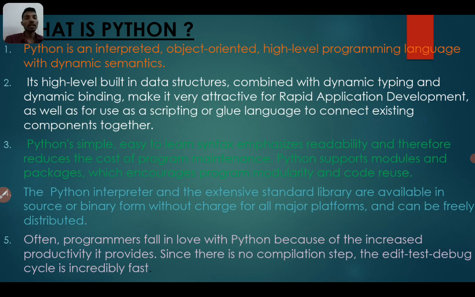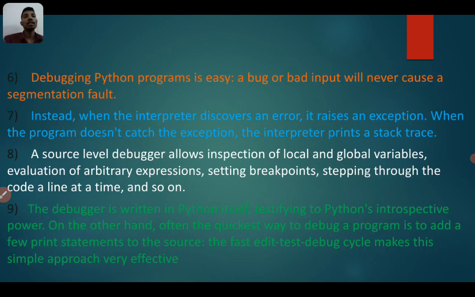The Python interpreter and the extensive standard library are available in source or binary form without charge for all major platforms and can be freely distributed. Often, programmers fall in love with Python because of increased productivity it provides. Since there is no compilation step, the test edit debug cycle is incredibly fast. Debugging Python programs is easy.